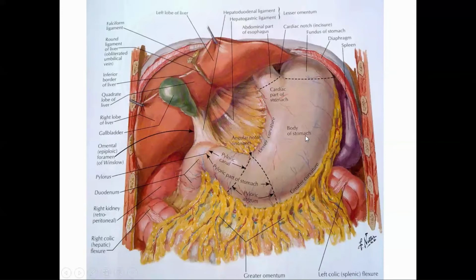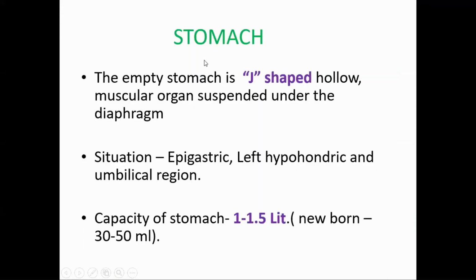The synonymous words for the stomach are gaster and venter. From the word gaster, we derive gastric vessels, gastric nerves, gastric carcinoma, like this. The stomach is a muscular bag, a dilated part of the GIT, and it is J-shaped in an empty stomach, suspended under the diaphragm. Location: it mainly lies in the left hypochondrium and partly in the epigastrium and the umbilical region.